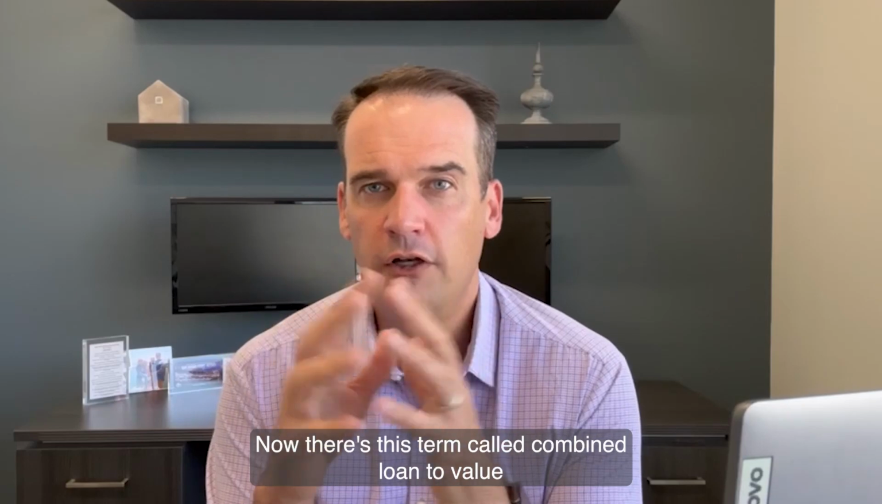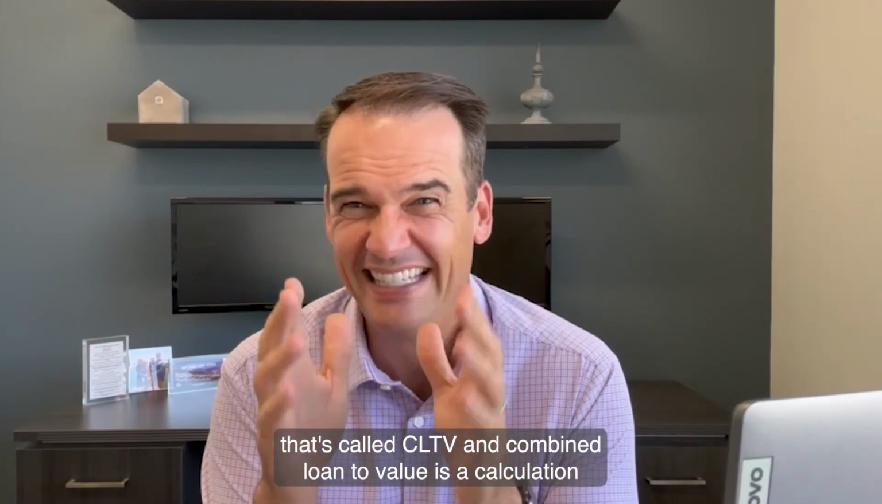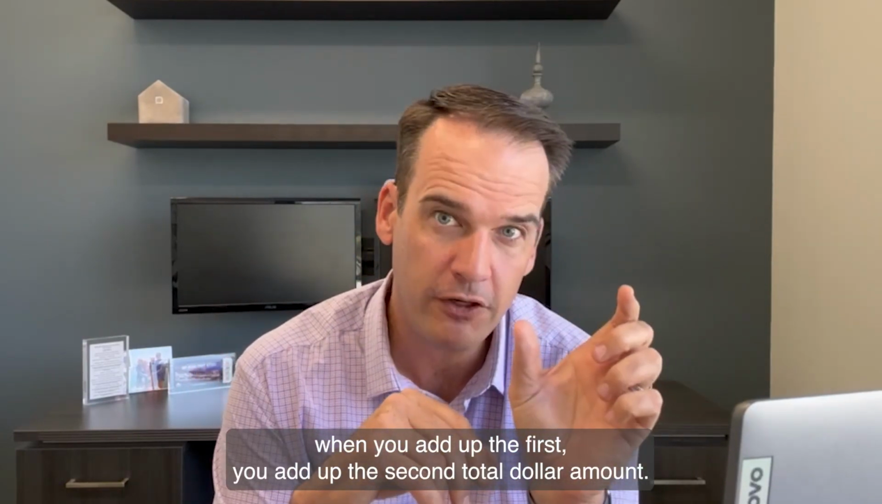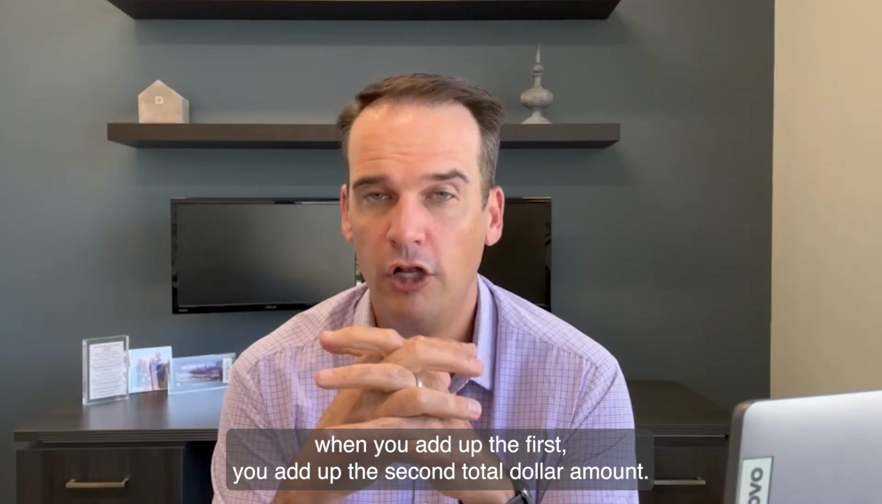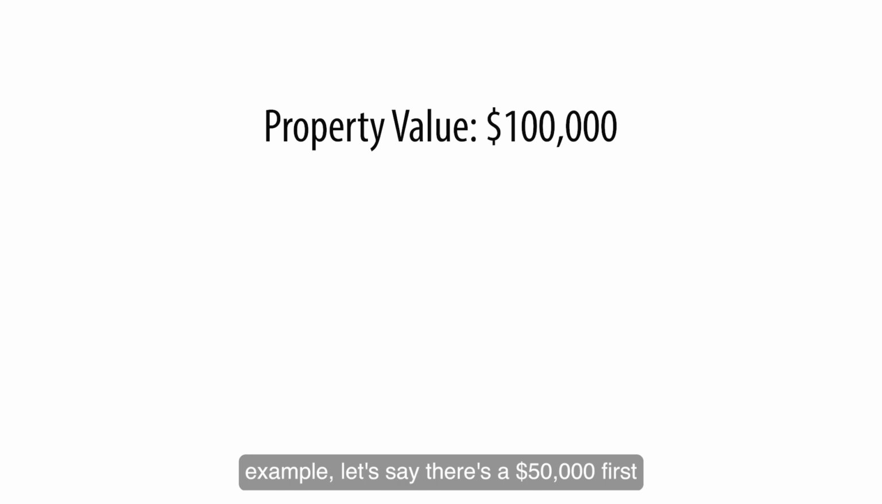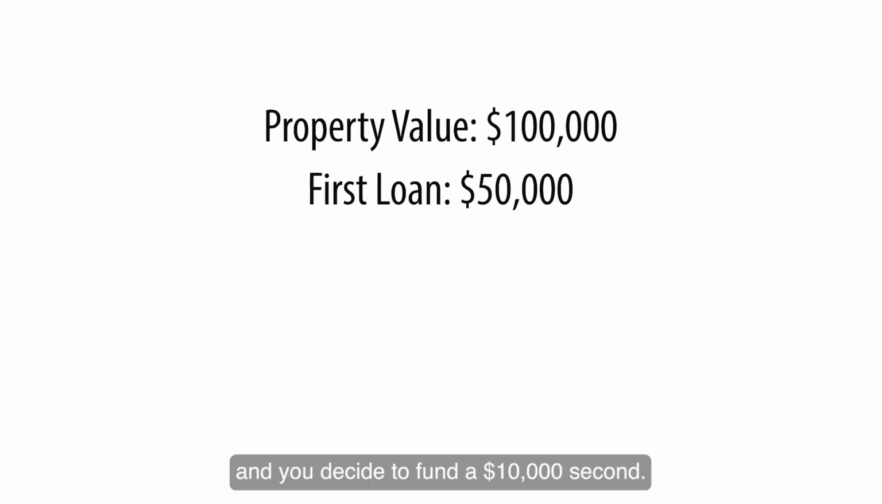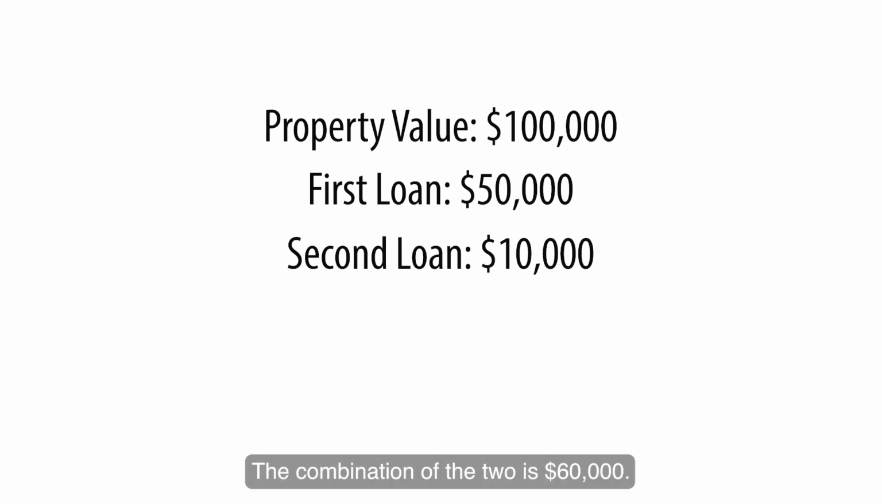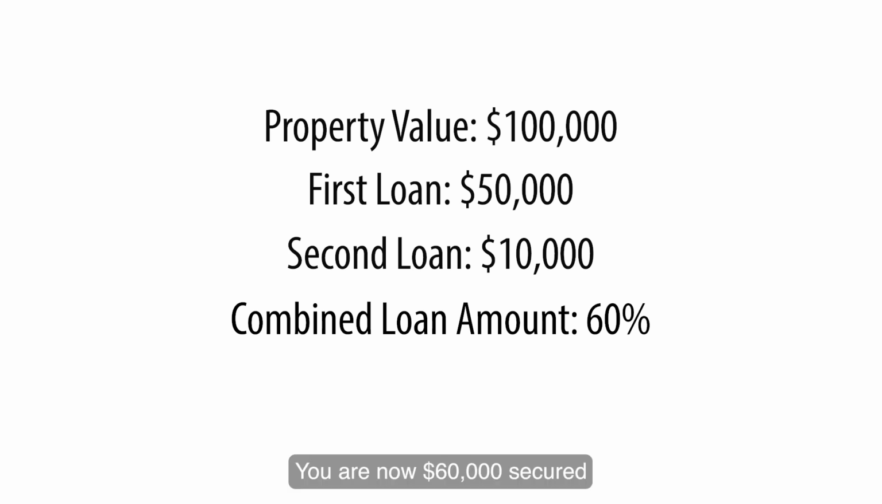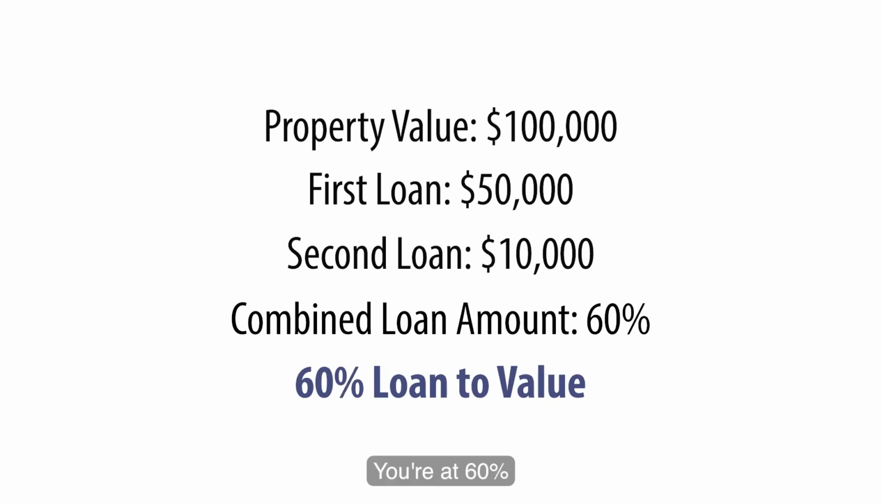Now, there's this term called combined loan to value. That's called CLTV. Combined loan to value is a calculation where you add up the first and the second, for a total dollar amount. So let's say, in our $100,000 example, there's a $50,000 first and you decide to fund a $10,000 second. The combination of the two is $60,000. You are now $60,000 secured against a $100,000 valued property. You're at 60% combined loan to value, CLTV.